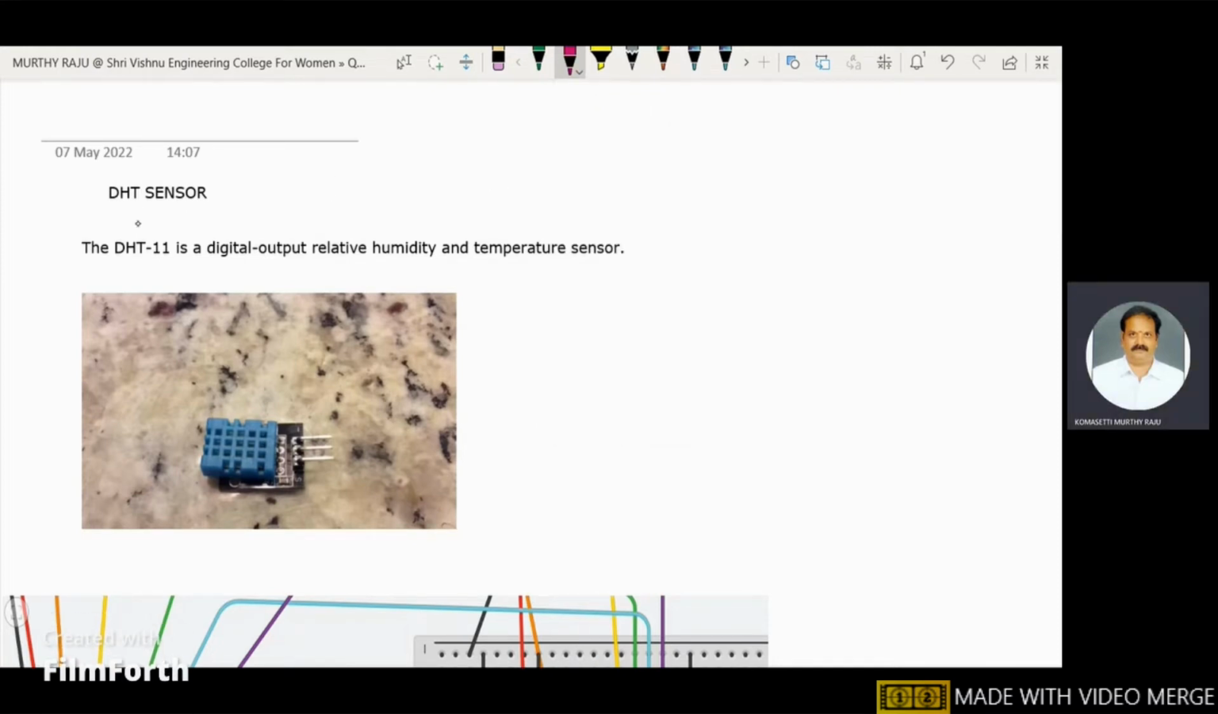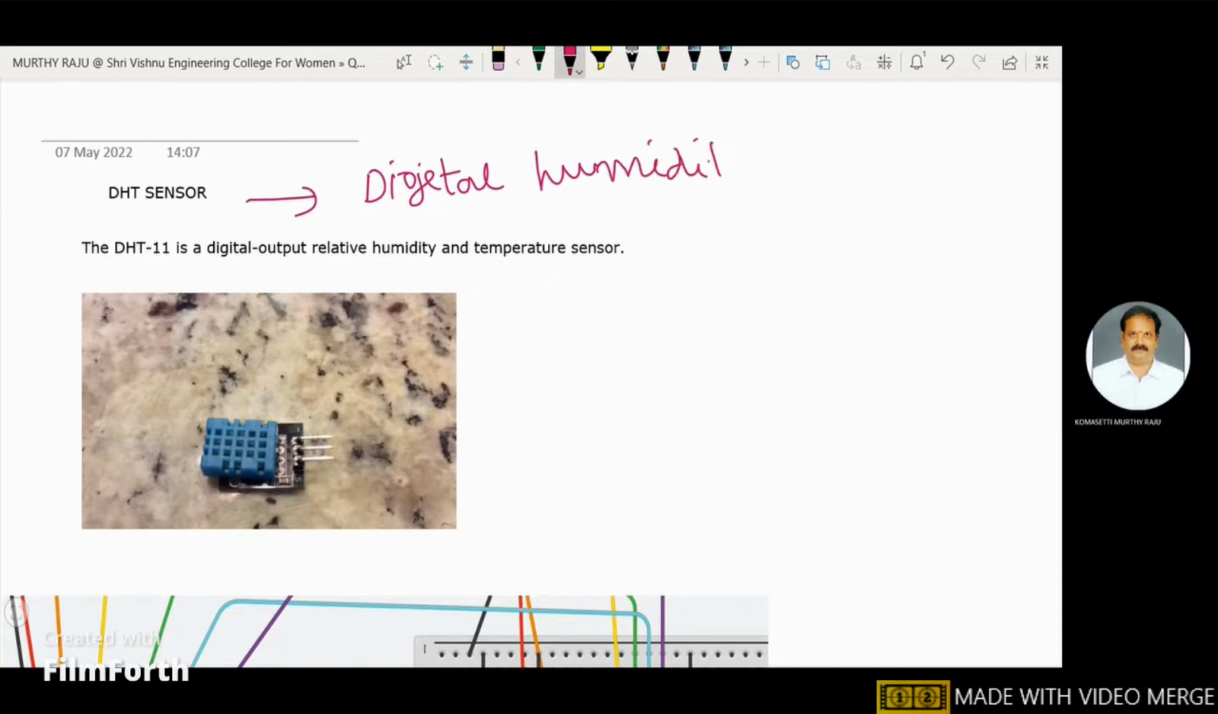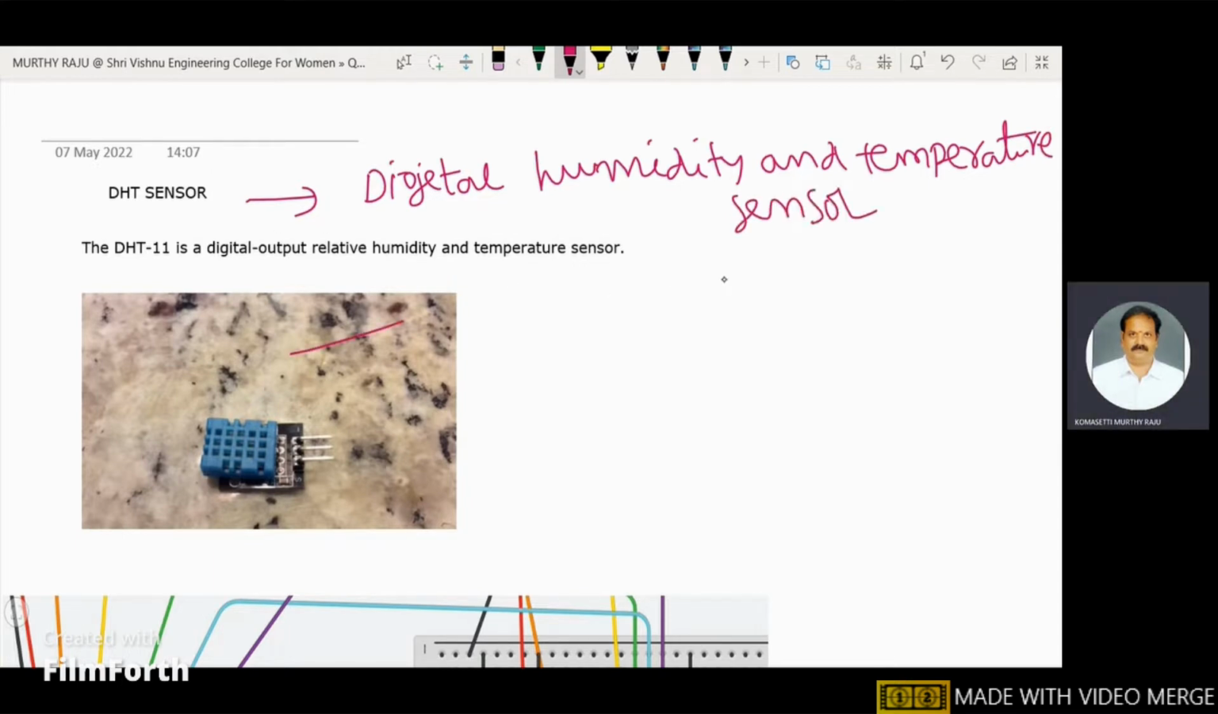In this video, the topic to be discussed is the DHT sensor. DHT means digital humidity and temperature sensor. DHT are two types, DHT11 and DHT22. This one is DHT11.